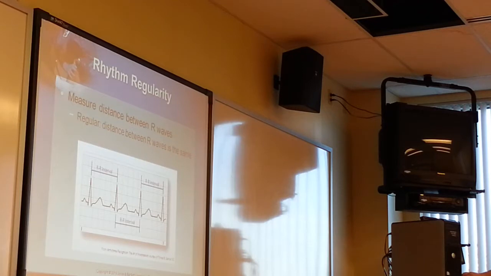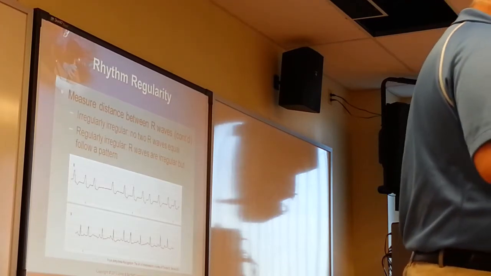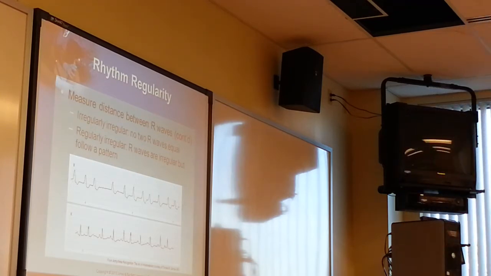So that's how we check for rhythm regularity. Measure the distance between R waves. If it's irregular, no two R waves are ever the same. Regularly irregular: R waves are irregular, but they follow a pattern. Where would I find a regularly irregular pattern? What else? Is there anything else where I'll find a regularly irregular? PVCs.